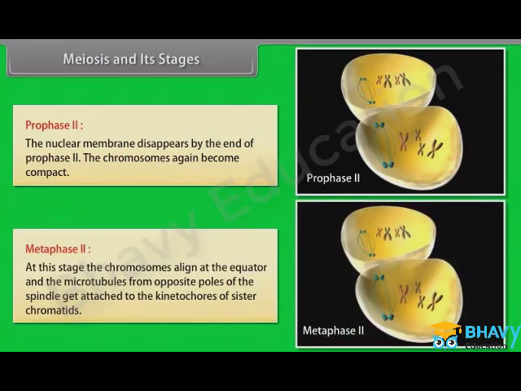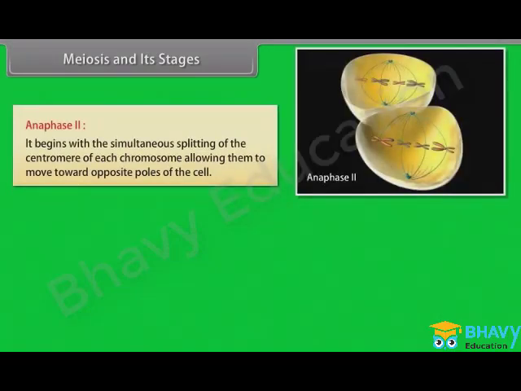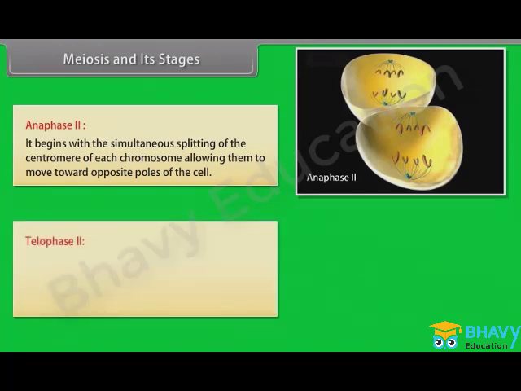At this stage, the chromosomes align at the equator, and the microtubules from opposite poles of the spindle get attached to the kinetochores of sister chromatids. Similar to mitosis, metaphase II is followed by anaphase II. Anaphase II begins with the simultaneous splitting of the centromere of each chromosome, allowing them to move toward opposite poles of the cell. The last stage of meiosis is telophase II.